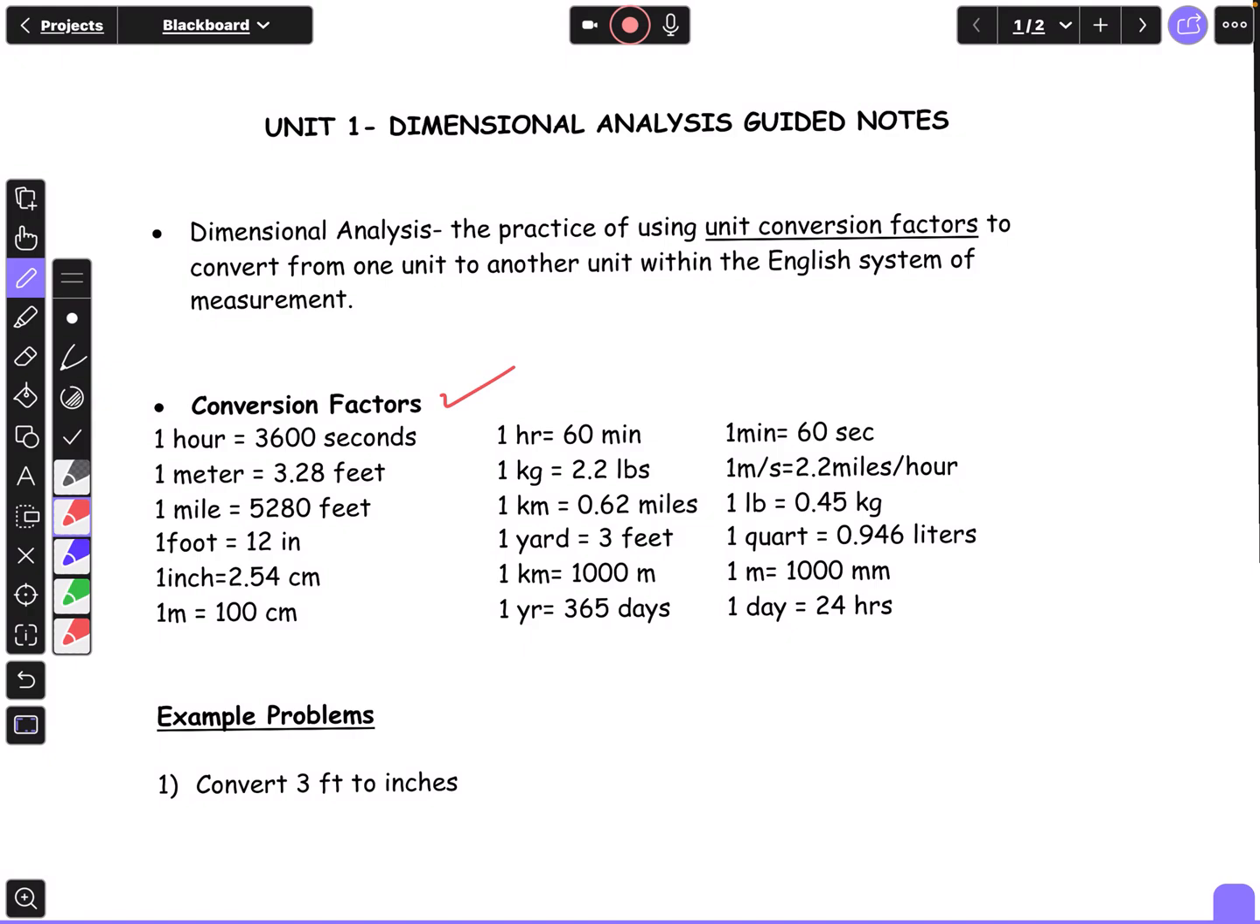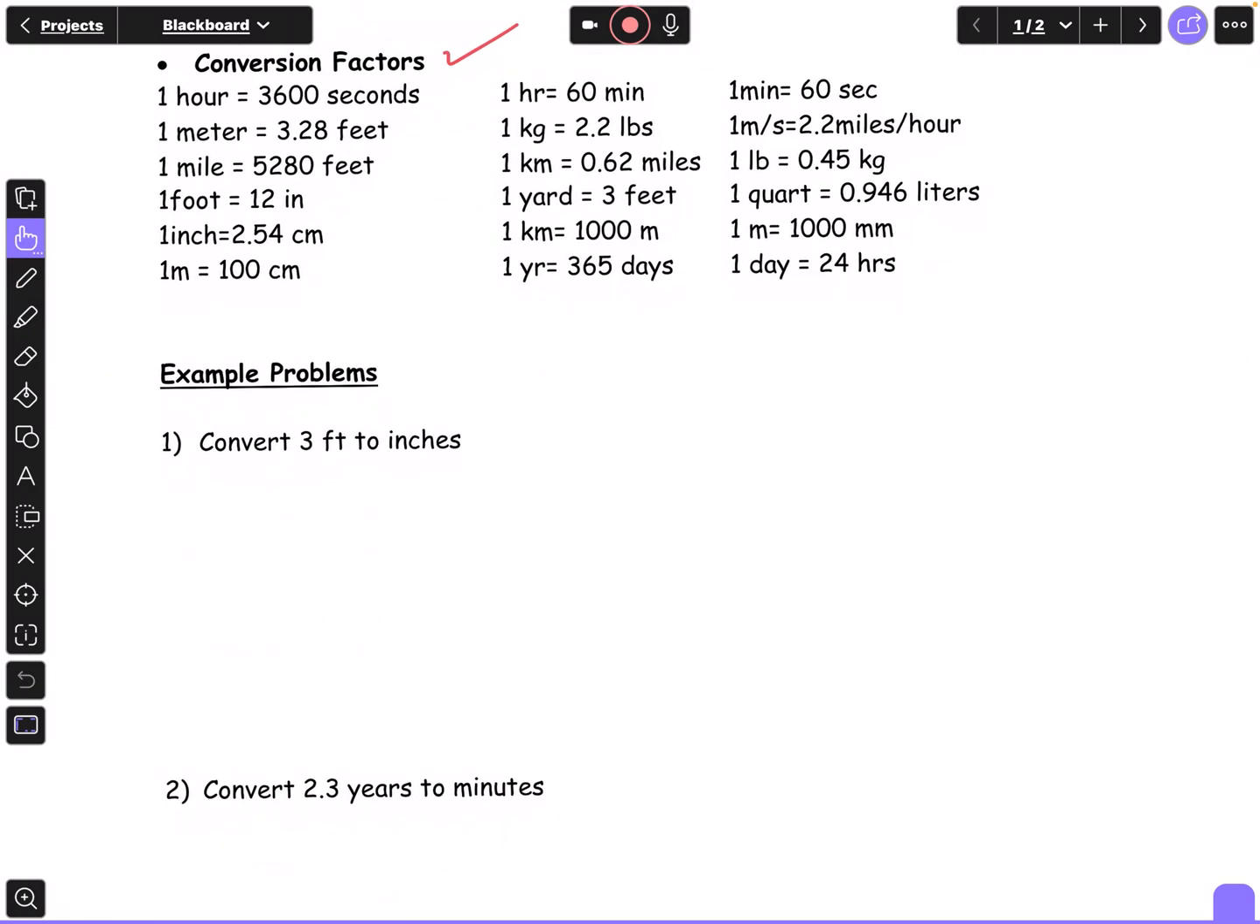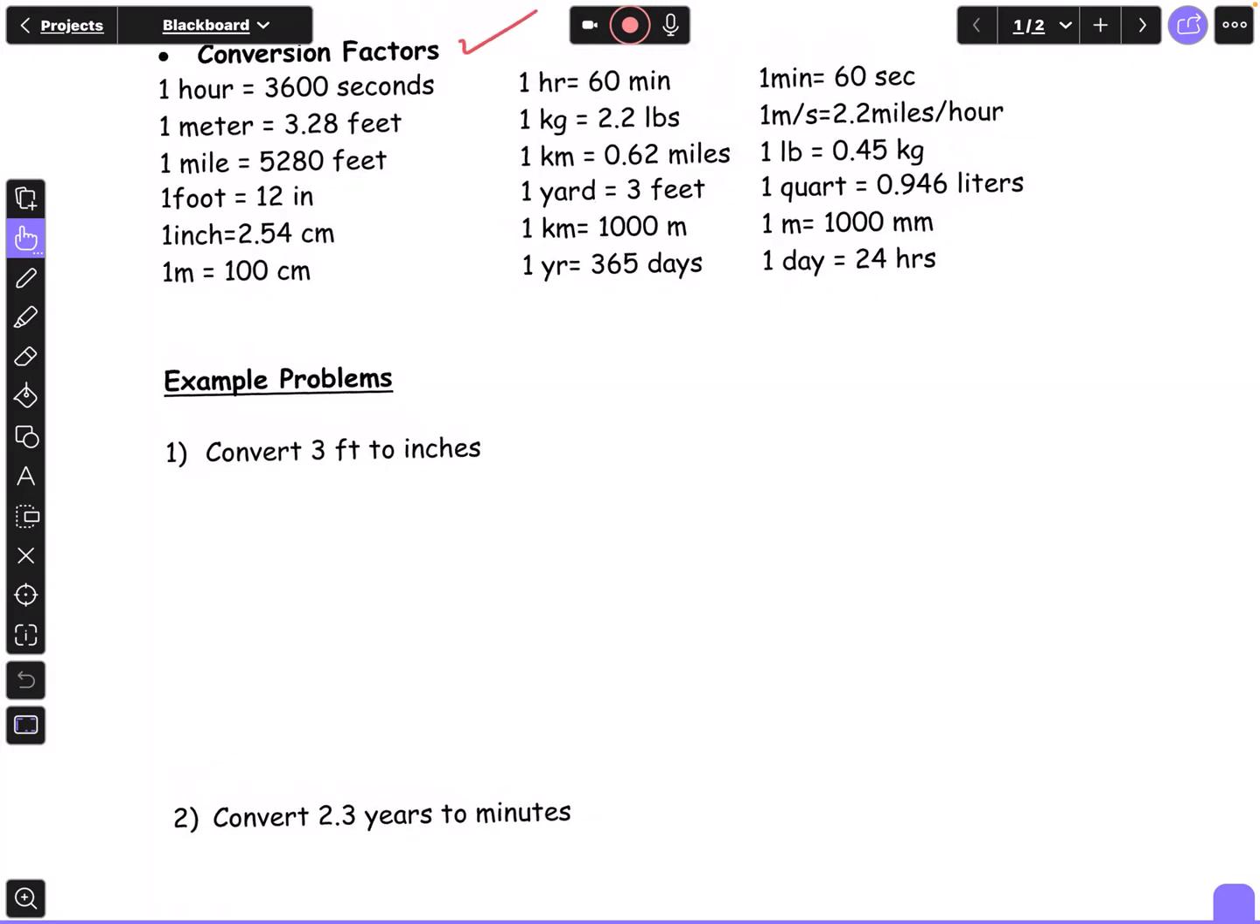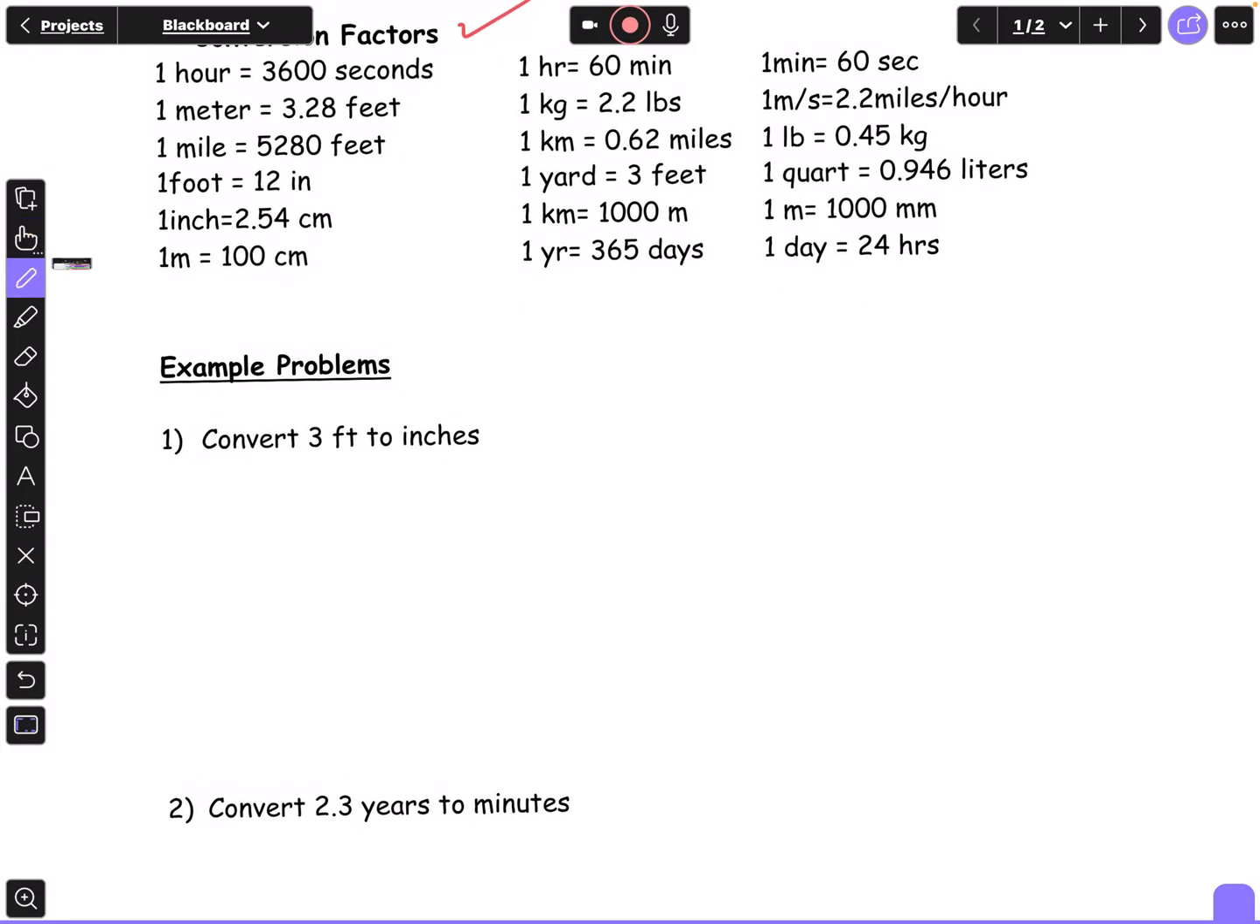So all these different conversion factors will help us to convert within the English system and also to convert from the metric system to the English system. So these problems are a little bit more difficult than converting within the metric system, but if we use our conversion factors and cancel out our units, then we should be able to do this. Alright, so if we look at an example problem, my first one says convert 3 feet to inches. If I'm going to go feet to inches, I've got to figure out first, can I do that in one step, or is it going to be multiple steps for me to get there?